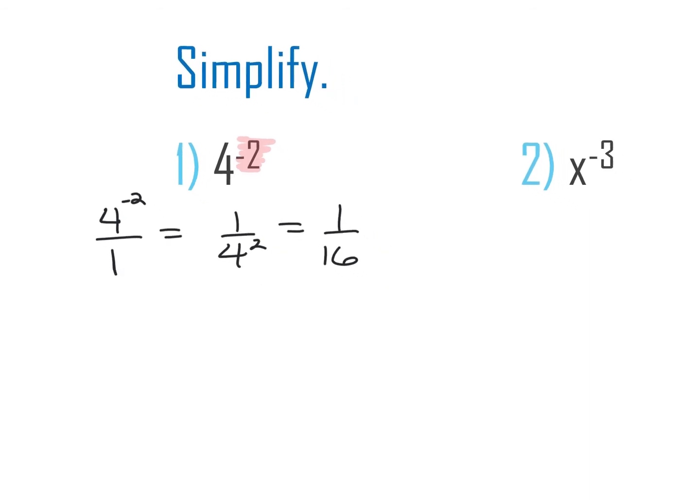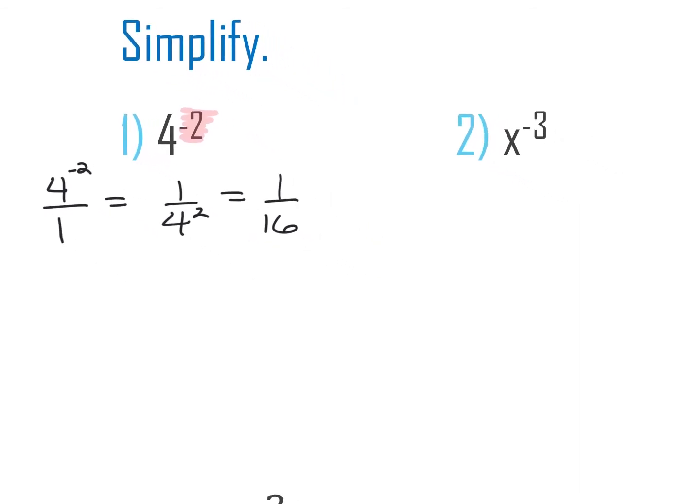The next one, same thing, even though it's not a number. Again, we could think of it like this to begin with, flip it, and now we're done. We don't know what x is, so there's nothing to evaluate.